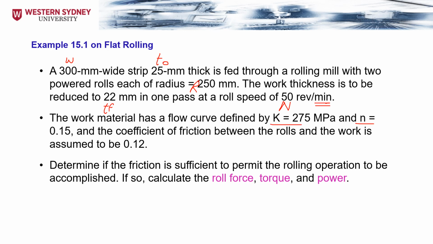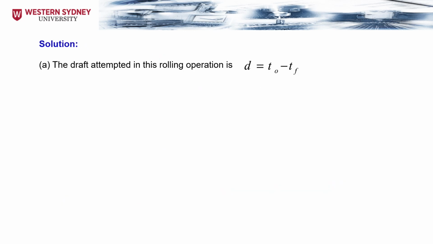Now we're given the K, we're given the n, we're given the mu value. We need to find if this coefficient of friction is going to be sufficient to permit the rolling to be accomplished. Then we need to find the value for the F, the torque, and the power. So just remember, the first thing we need to do is calculate the draft, the d maximum. Then we're going to calculate the L. We're going to find the F, the torque, and the power. So let's go and do the calculation.